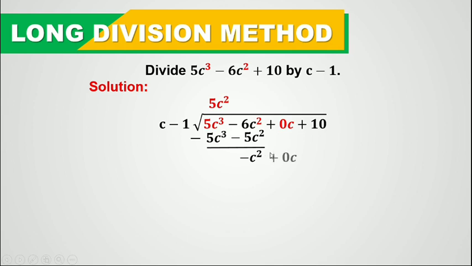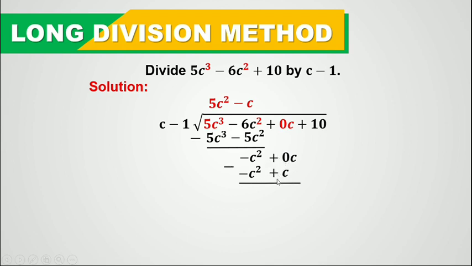And then plus 0c. So we bring down our special term. And then negative c squared divided by c, that's negative c. And then negative c times c, that's negative c squared. And then negative c times negative 1, that's positive 1. So again, we put in a special term wherein the numerical coefficient is 0 so you won't get confused where to add it. Okay?